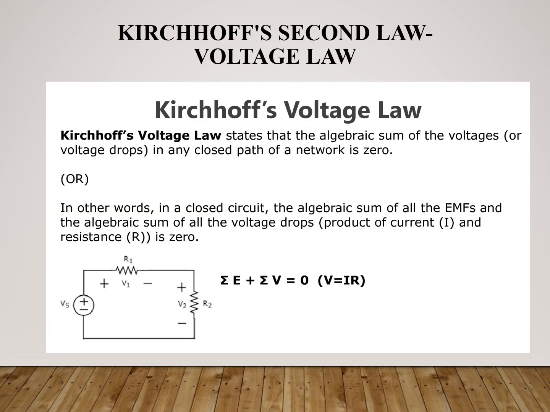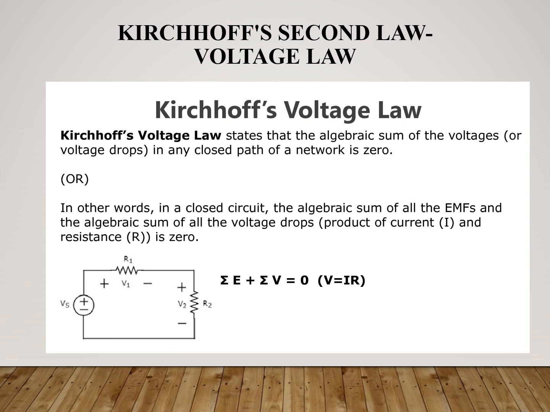Kirchhoff's second law states that the algebraic sum of the voltages in any closed path of a network is 0. Here, for example, this circuit is a closed path. In a closed path, the algebraic sum of the voltages in the network, adding all the values connected in that network, will be equal to 0.